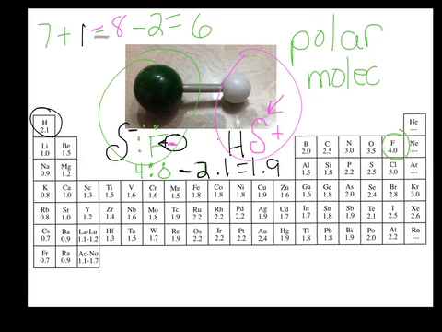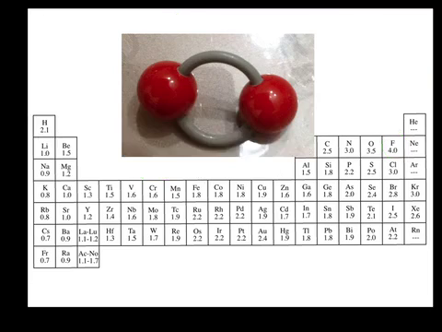So how did we figure that out? We figured that out first by looking at the bond and then looking at the shape. Did the shape allow us to have one end of the molecule that had one charge and another end of the molecule that had another charge? Let's go ahead and do another one.